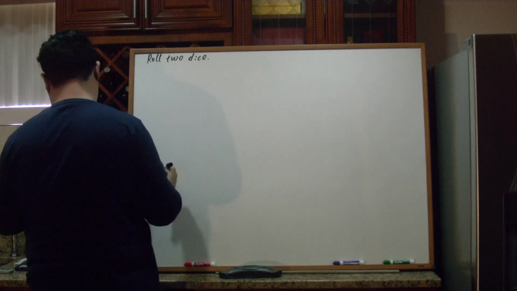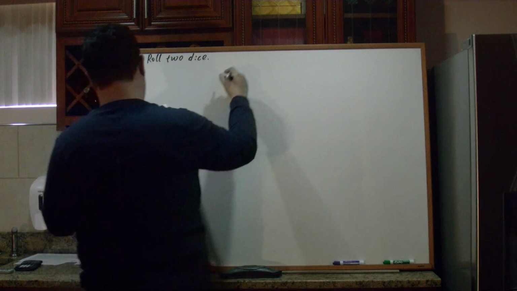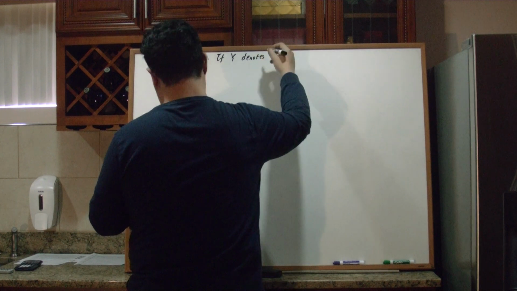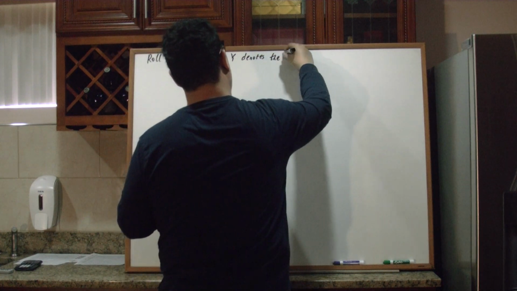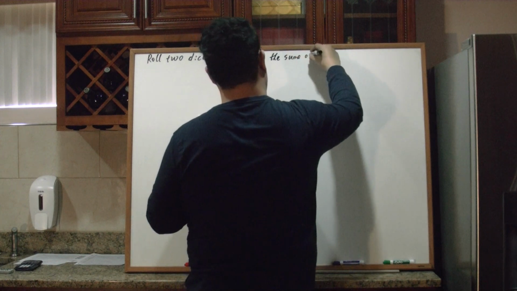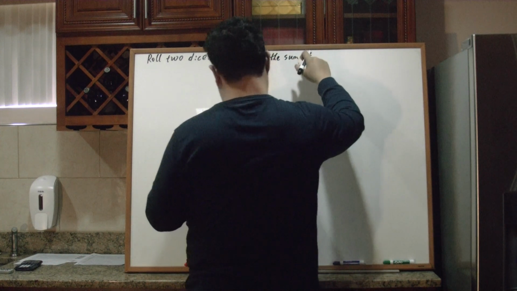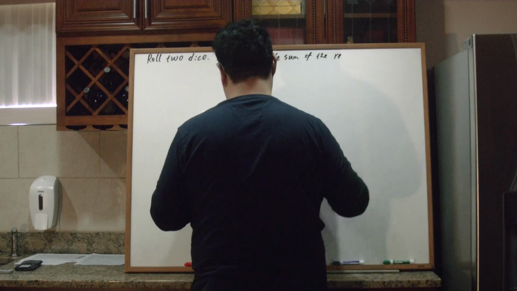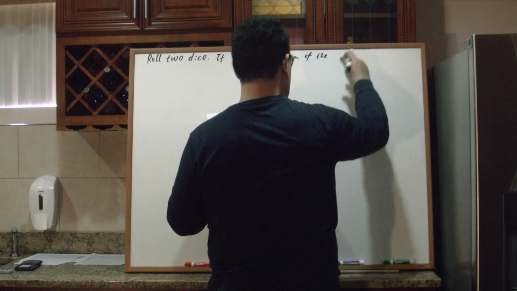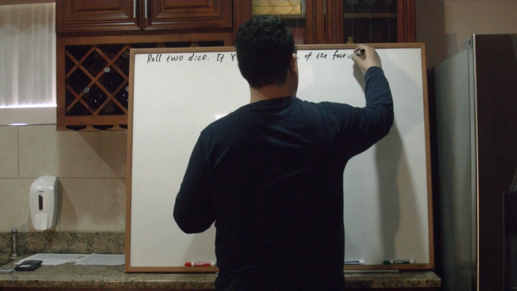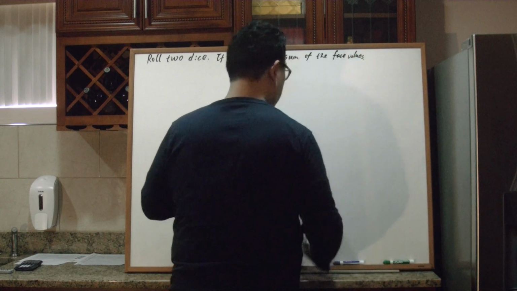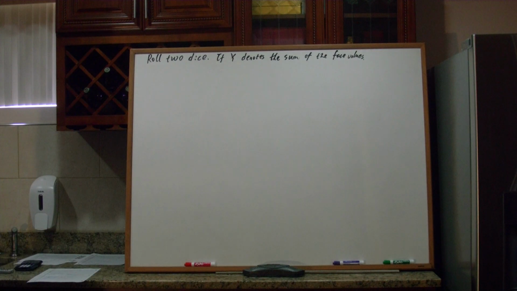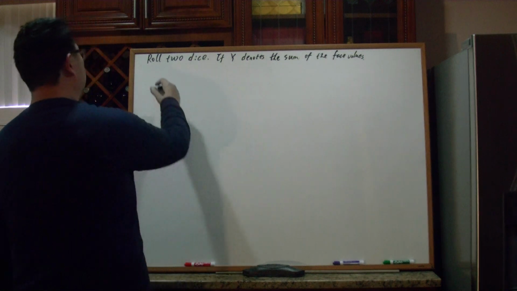Rolling 2 dice is also a classic fact question. If Y denotes the sum of the results of the face values by simply rolling 2 dice, I also provide the sample space, how it looks like to roll 2 dice, right?